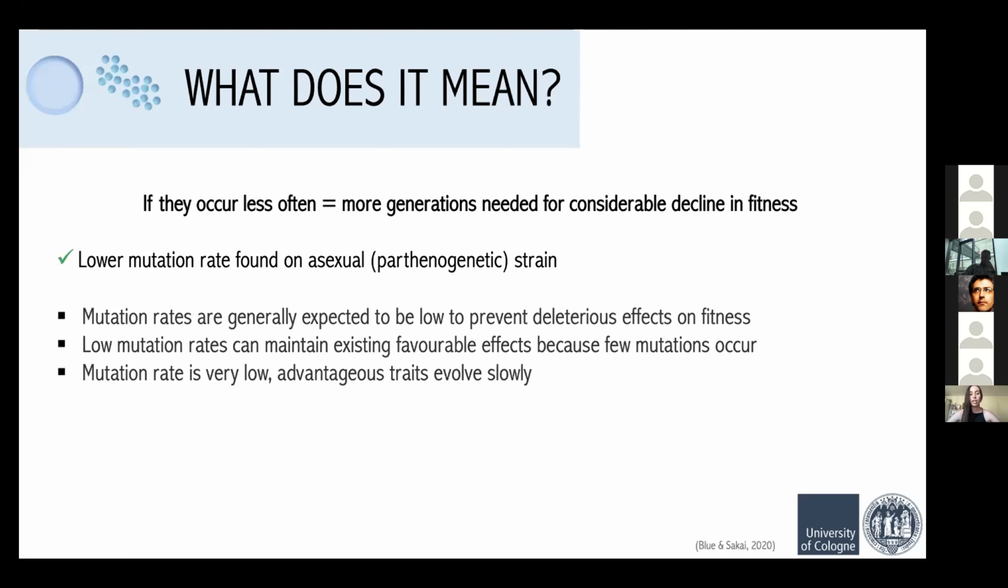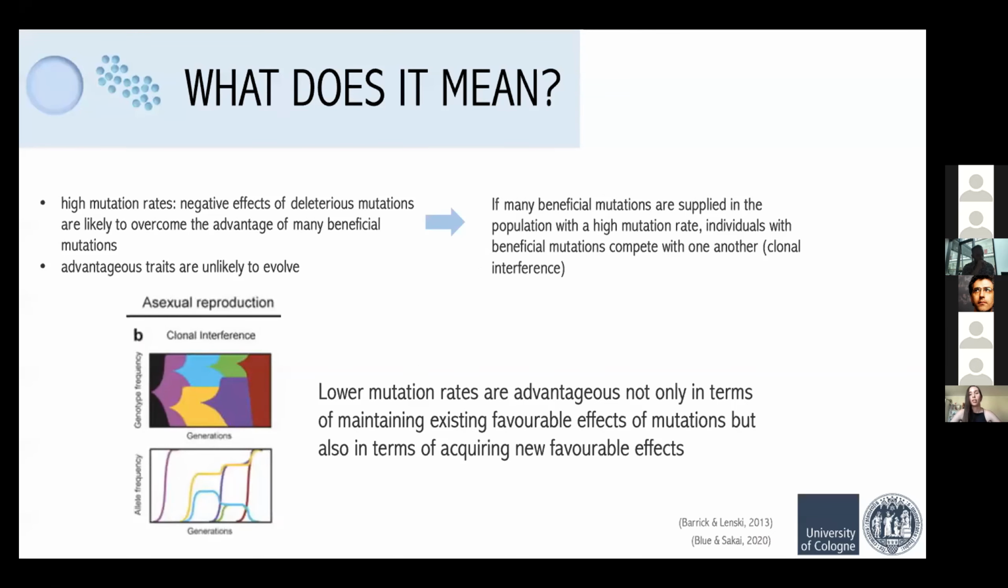Now specifically talking about asexual organisms, it has been reported as recently as last year through simulations that low mutation rates can maintain existing favorable effects, because fewer mutations are occurring that can hinder the beneficial ones. When mutation rates are very low, advantageous traits can evolve slowly, whereas if we have high mutation rates, the opposite occurs. Negative effects of deleterious mutations are likely to overcome the advantage of the beneficial ones, and then advantageous traits are unlikely to evolve.